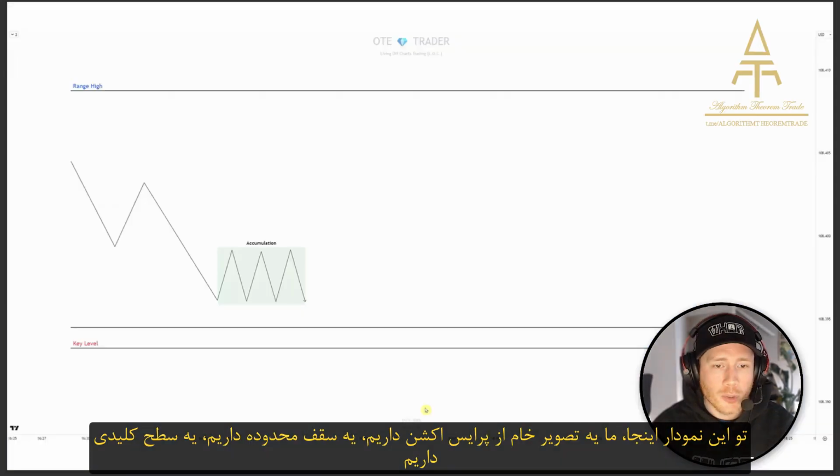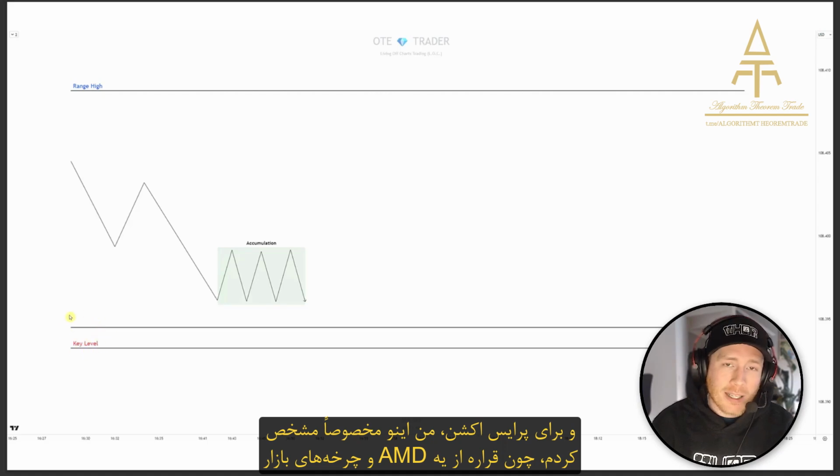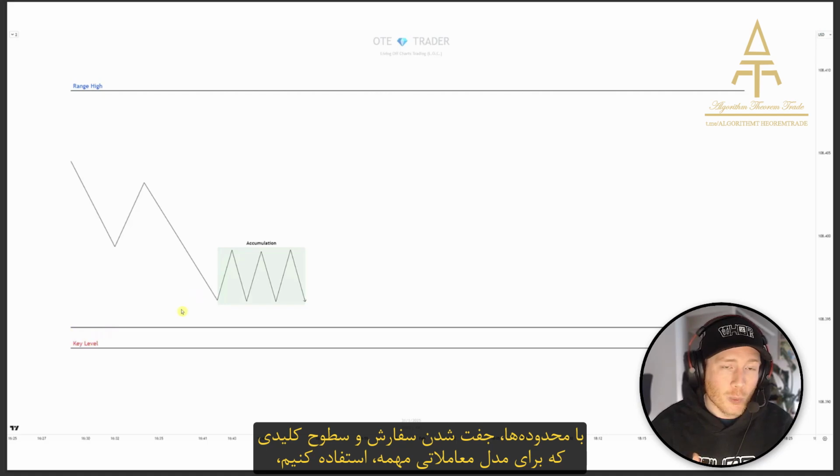We've got a crude depiction of price action. We've got a range high. We've got a key level. And for price action's sake, I outline this specifically because we're going to use an AMD and market cycles with ranges, order pairing, and key levels. That's important for the trading model. Look at this over here.